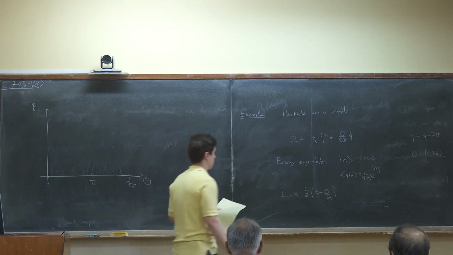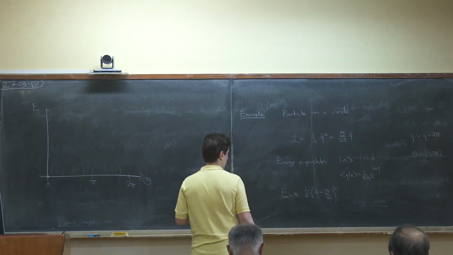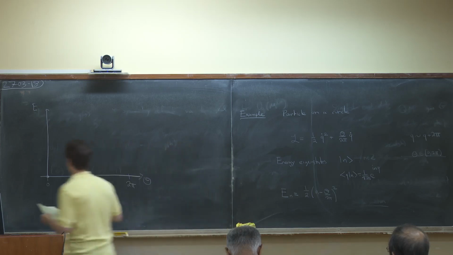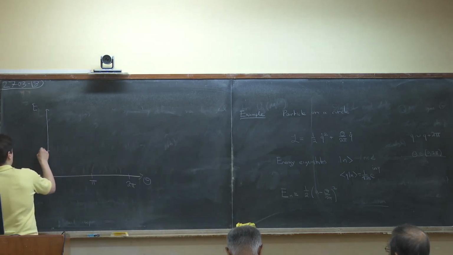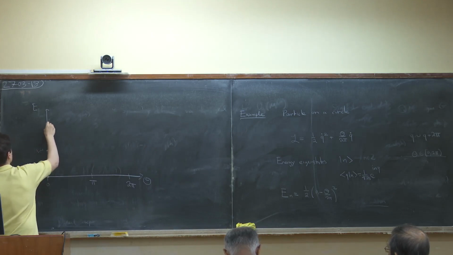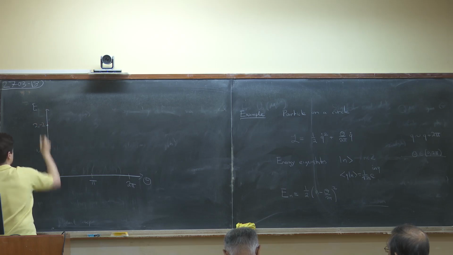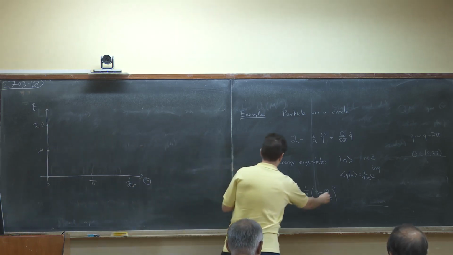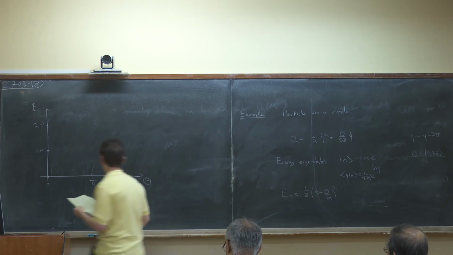And then the excited states are degenerate because theta is 0. So they're degenerate with n and minus n. So here we have 1 and minus 1. And up here we have 2 and minus 2. Now we plot this as a function of theta, and interesting things start to happen.